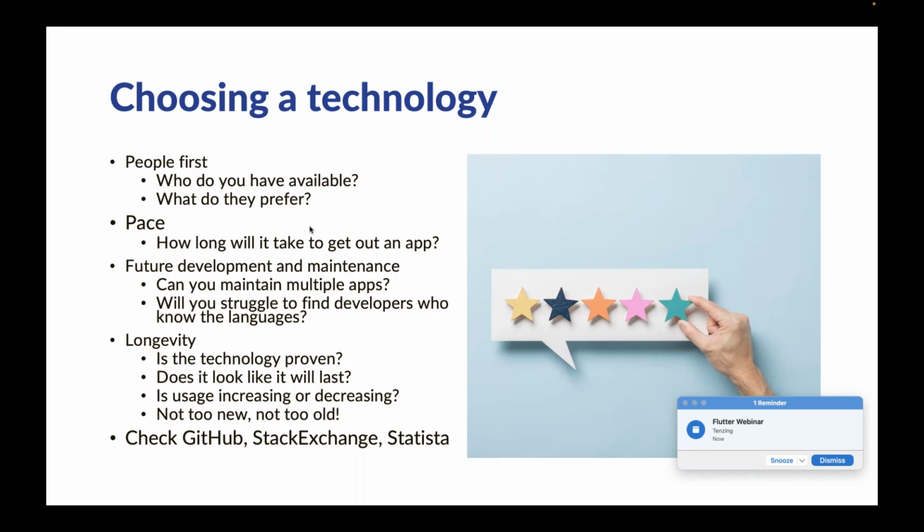So can you maintain multiple apps at once? If you have a bug that appears in one app and not the other, that's obviously an overhead, because that's just one bug. You might have 2 bugs which appear on different apps. You're effectively maintaining the code base for multiple apps, and that's harder to do. Also, will you struggle to find enough developers who know all the languages that you might have adopted?